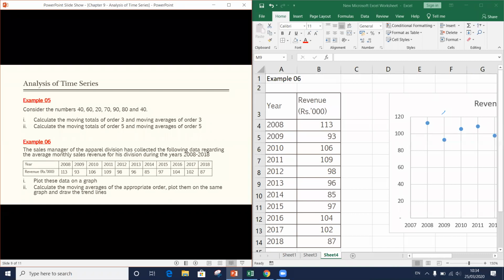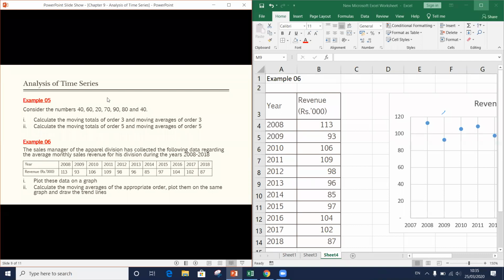They haven't told about the order we need to consider. What they have asked is calculate the moving averages of the appropriate order. So we need to decide what the order is. The order is not given straight forward to us.